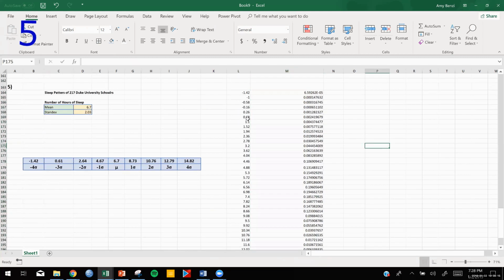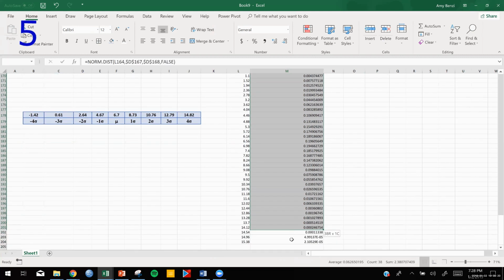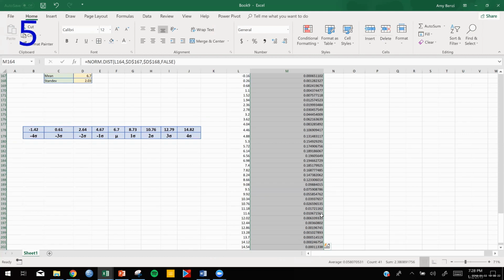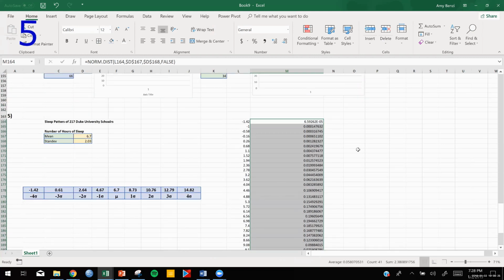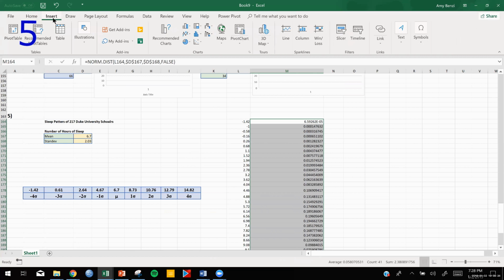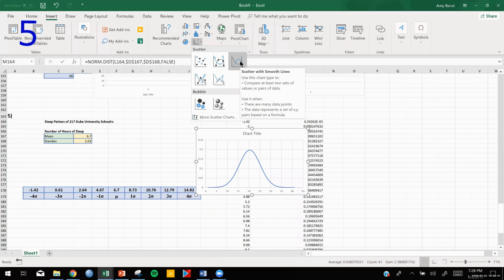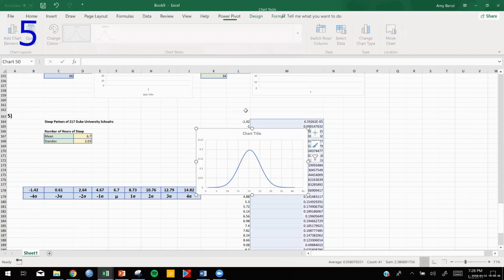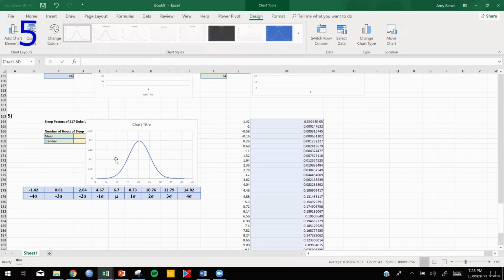Now I am going to select those values. And well, there are other ways to select the values. Sometimes it doesn't work, so I actually decided not to show you that. When things don't work, it gets kind of rough. I am going to insert a scatter plot with smooth lines. What about that? A scatter plot with smooth lines. Isn't that cool? And now I have my very own bell-shaped curve.